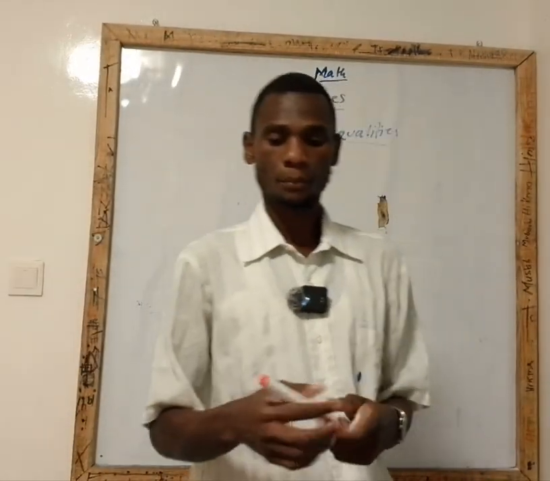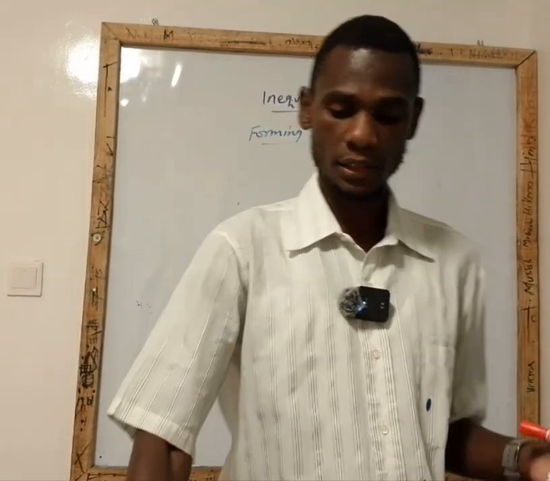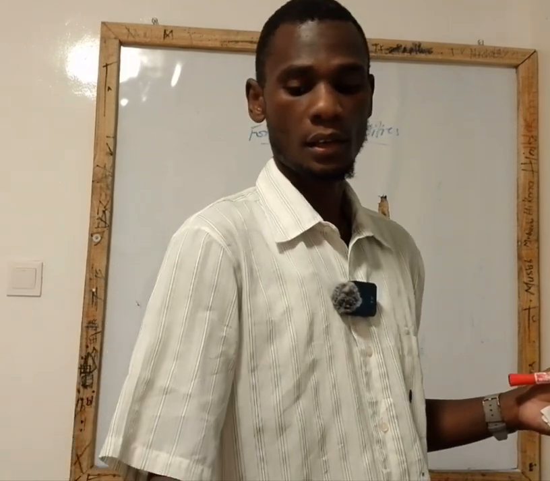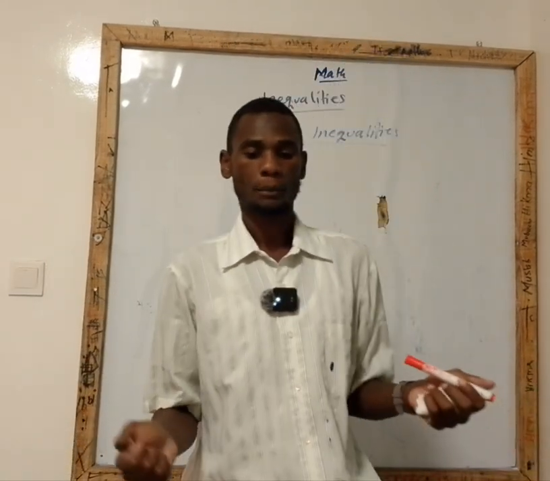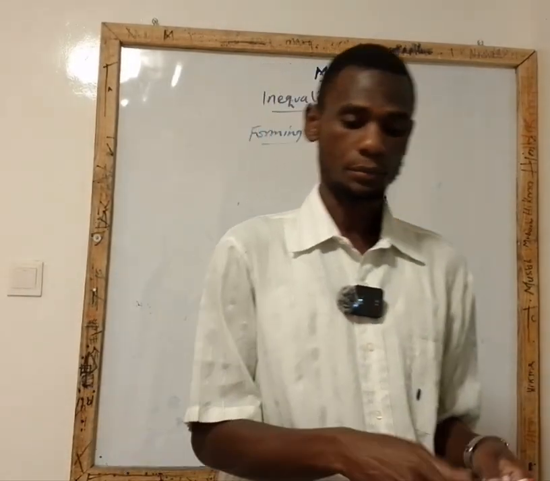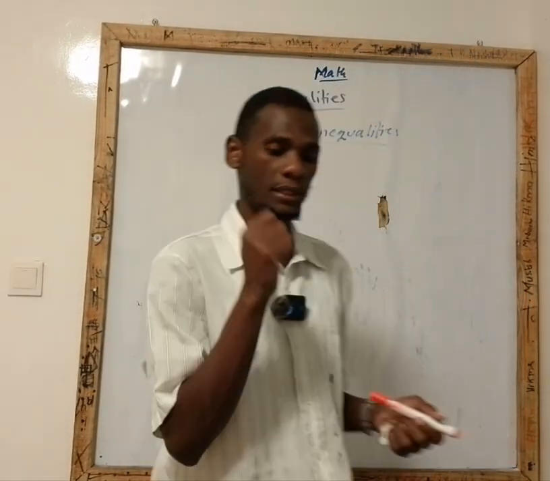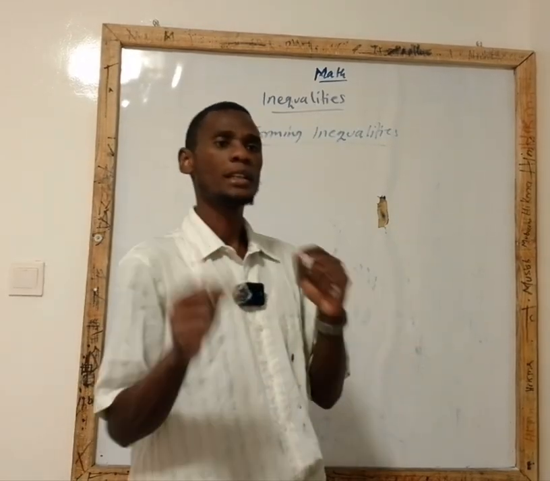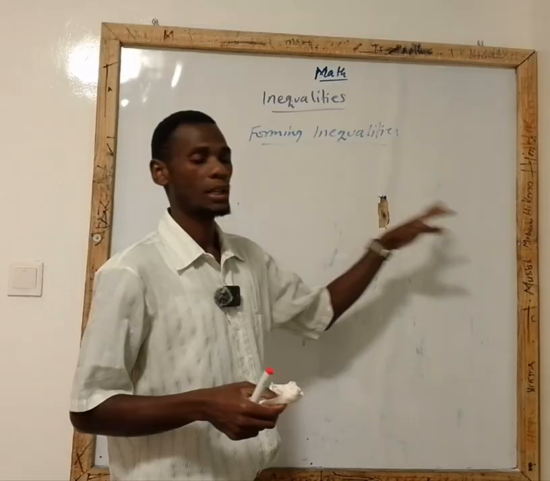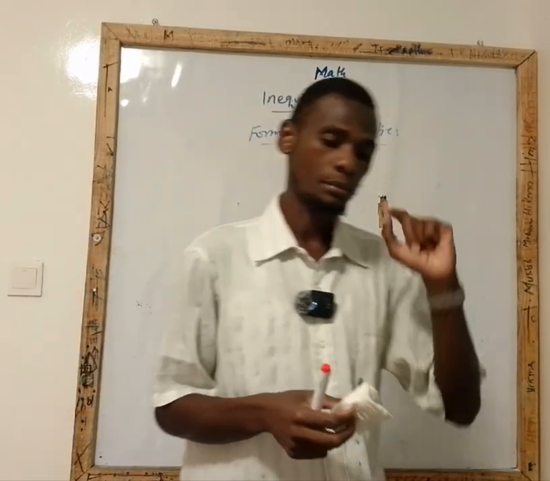Now, the first part of forming an inequality is covered in both addition and subtraction. Then the second part will cover both division and multiplication. Forming an inequality means this: you have been given a statement and you are told to form an inequality using that statement. For example, let me read this.